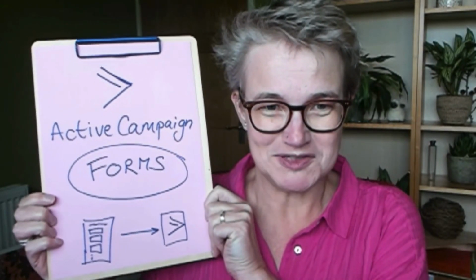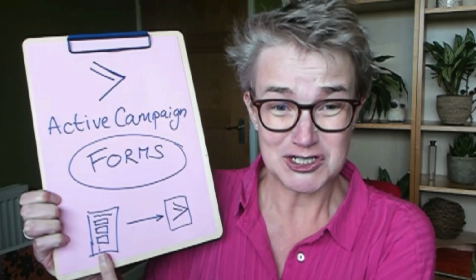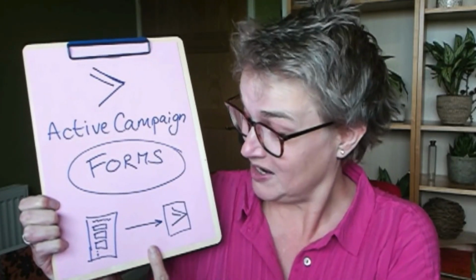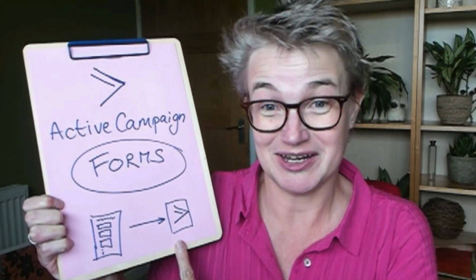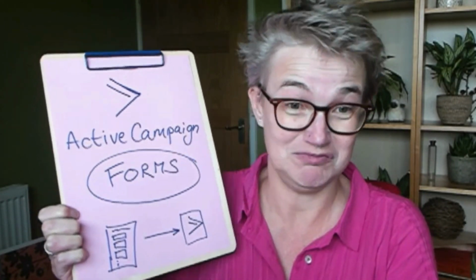ActiveCampaign Forms. Love them. It's basically like an old-fashioned paper form. Someone filled out a form and that information gets put into ActiveCampaign. That's the simple version. They are the primary method for getting information about a contact into ActiveCampaign.